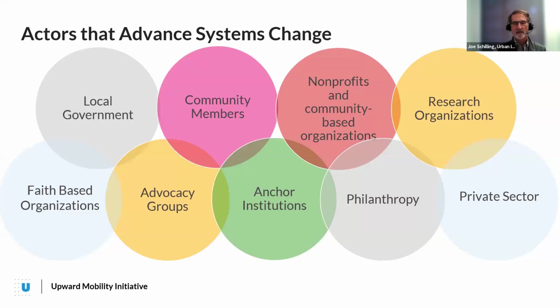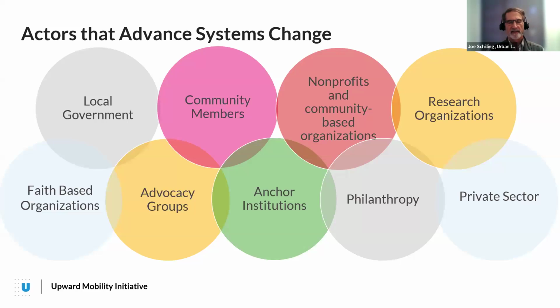So in forming this coalition, of course, it becomes critical to recruit actors from a variety of sectors: local government, community members, elevating the community voice as sort of the end users of many of these different strategies. Nonprofit and community-based organizations, as well as philanthropy, play critical roles in coalitions to address poverty and advance upward mobility.